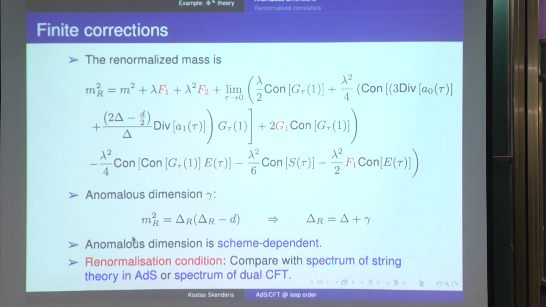That could be either by computing with the spectrum of strings in AdS, like we discussed earlier with flat space, or since we have AdS/CFT, by comparing with the spectrum of the dual CFT. We know from a CFT computation we can compute the anomalous dimension of the double trace, and then we can use that information to fix part of the scheme dependence.